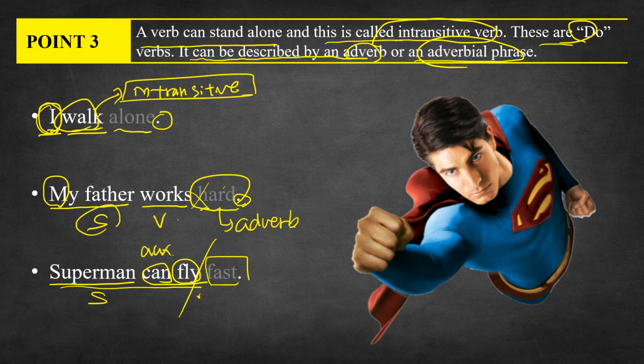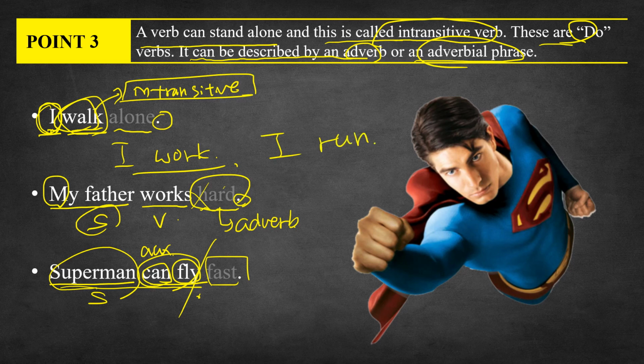So a sentence needs a subject and verb, but the verb can stand alone without anything else. So I work, it's a sentence. I run, it's a sentence. It's good enough. Subject and verb, starting with the capital, ending with the period.